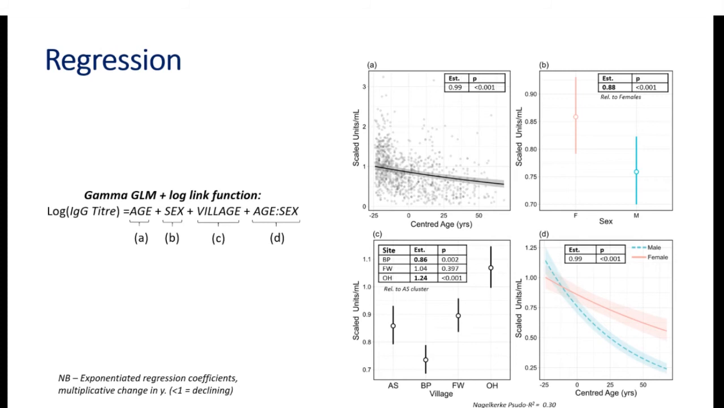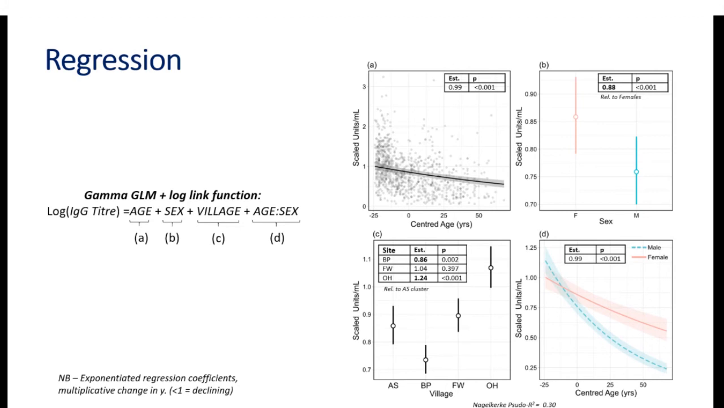So what we really wanted to look at was how the titers vary between individuals. How does antibody vary between individuals? The first thing to do that sort of analysis is, of course, a regression model. So we started off with a gamma GLM, a generalized linear model, with the inclusion of some specific covariates of age, sex, village, so the village in which the individuals live, as well as an age and sex interaction term. In general, what we got from the regression is the idea that with age, individuals' antibody titers tend to decline, and that males tend to have a lower antibody titer than their female counterparts.